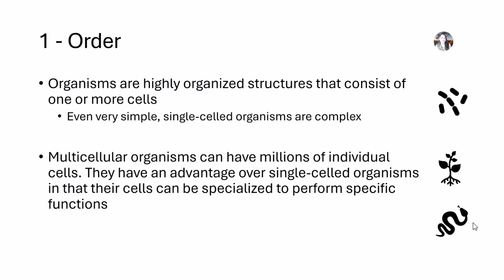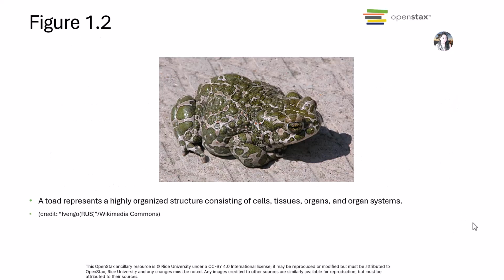This is an advantage over single-celled organisms because they can have cells that are specialized to do different functions. For example, one bacterium is one organism. They're very simple, but also still complex. Versus other organisms, like humans, who are made of millions of cells that make up the one organism. For example, here's a toad. It's a highly organized structure consisting of cells that work together to form tissues, and those work together to form organs, and those work together to form organ systems. So there's a lot of order when it comes to living organisms.